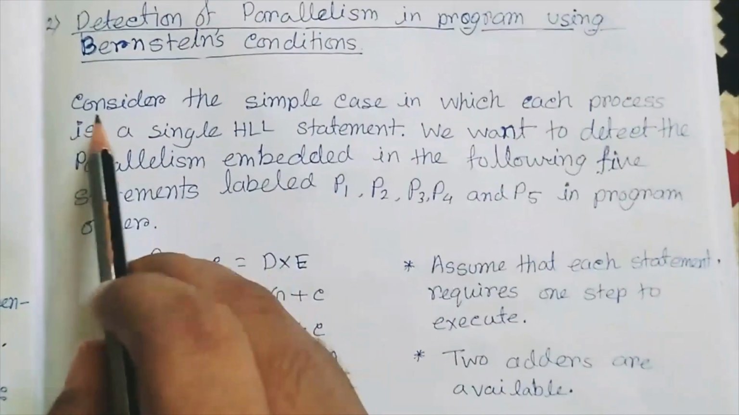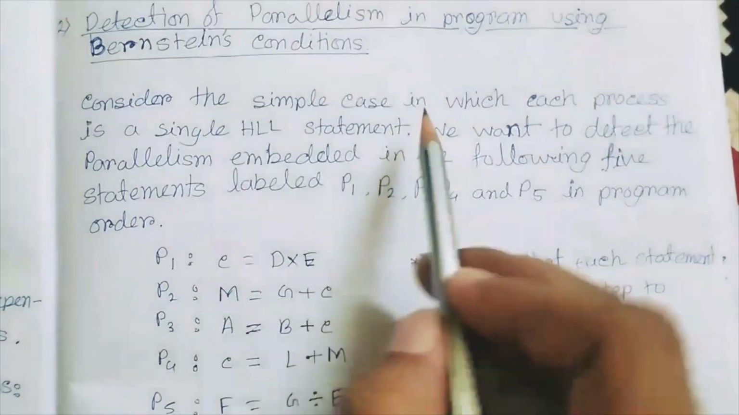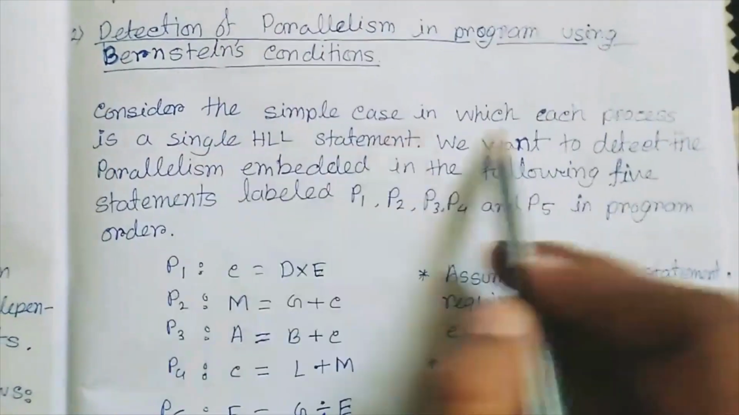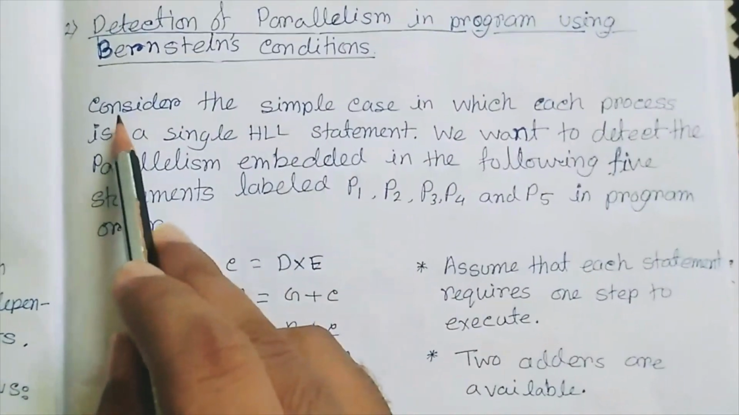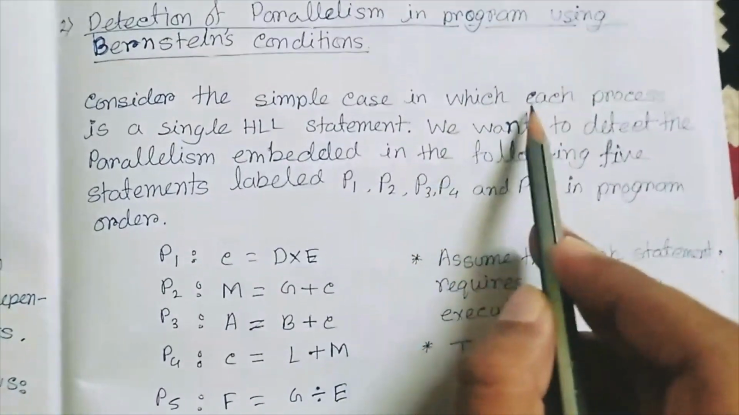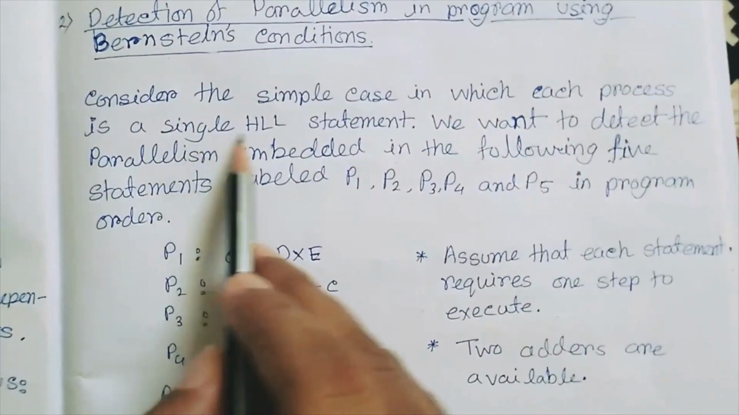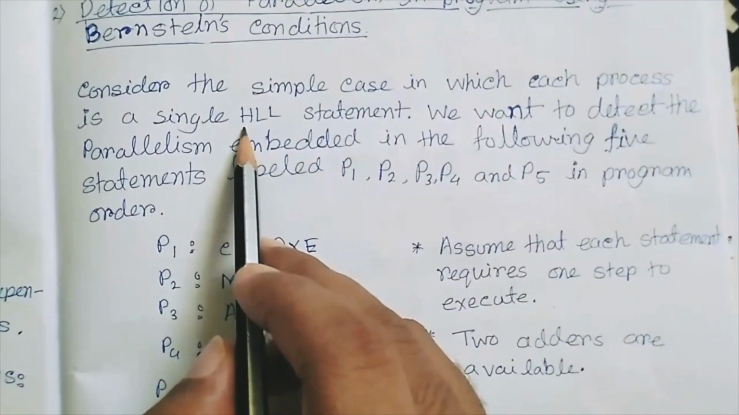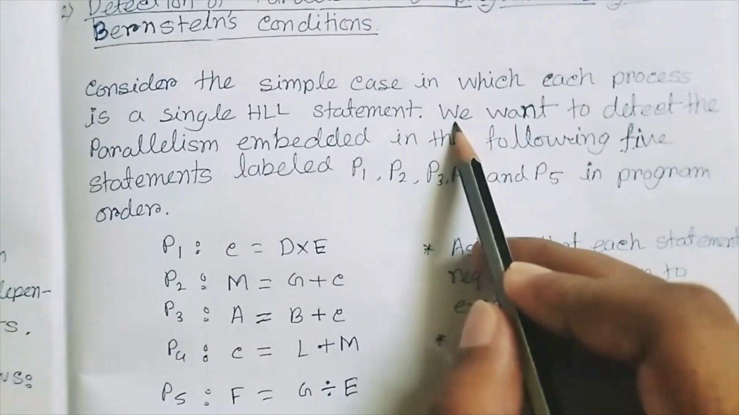Now, detecting parallelism in a program using Bernstein's condition. We have an example here. Consider the simple case in which each process is a single HLL statement, that is, a single high level language statement.